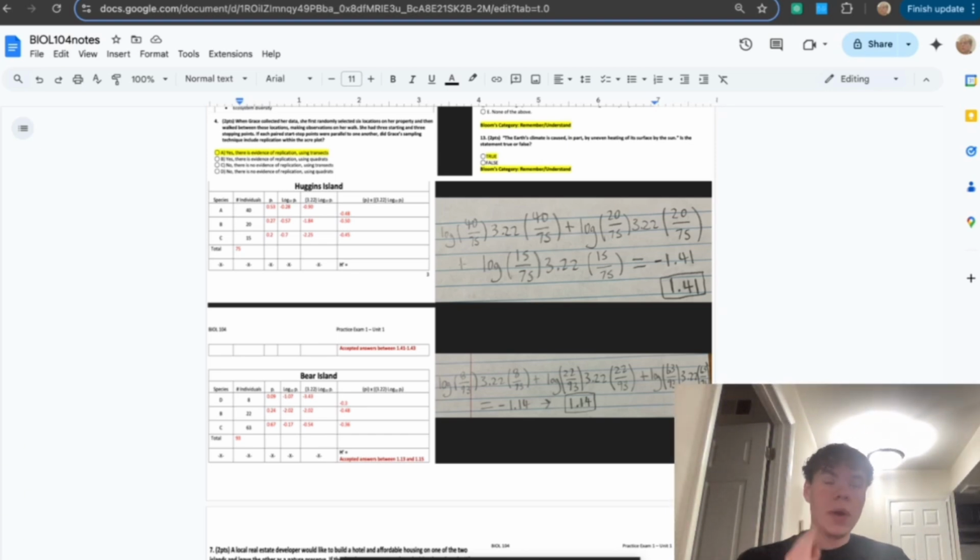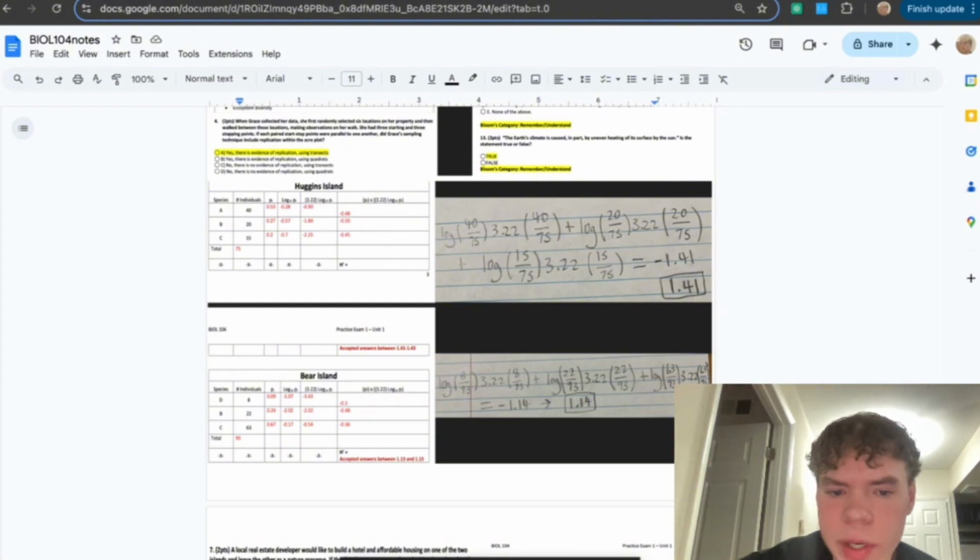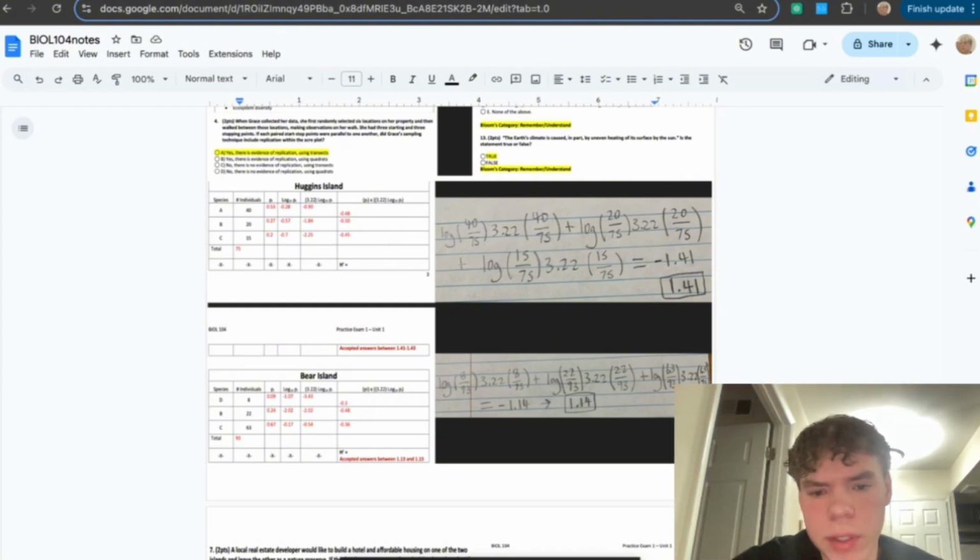Okay, so if we're asked to calculate the H value, which is what the Shannon Wiener index is, a measure of alpha, a measure of biodiversity in the environment, what we do is we look at how many organisms or individuals are in that environment. So if you look at the example on the top left for Huggins Island, it's 75. And it looks like we have 40 individuals of species A, 20 of species B, 15 of species C.